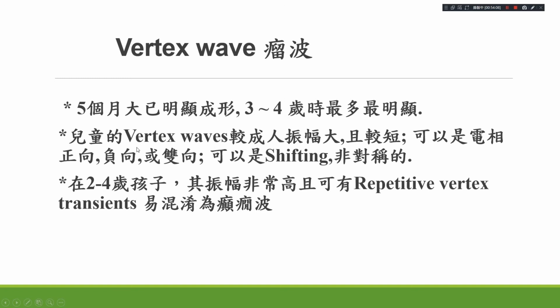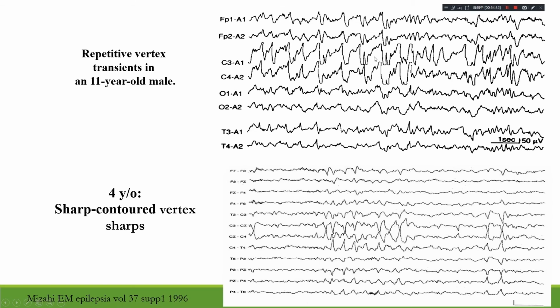And the amplitude of vertex sharp transient is usually very big, larger compared to the adult. But it can be positive, negative, or biphasic, and could be shifting and asymmetric. In 2 to 4 year old children, it can be very high amplitude and repetitive vertex sharp transient. For example, this one looks like continuous spike and wave, but actually this is a vertex sharp transient. It could be very spiky and repetitive. And this is a 4-year-old child, and you can see the sharp contour of the vertex sharp transient, which is normal too.